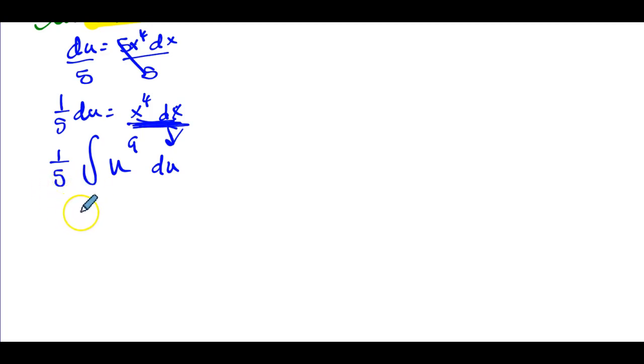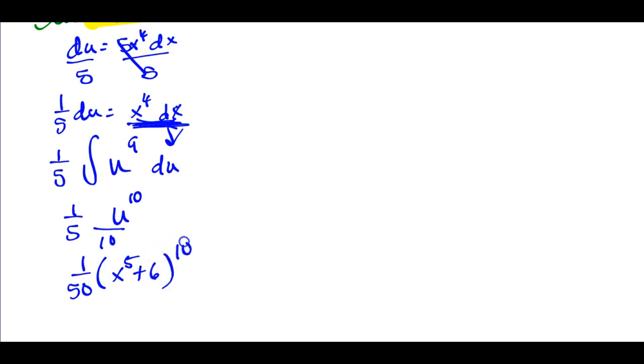So now I'm going to integrate this. The 1/5 is just a constant, it stays there. Increase the exponent, because that's what integration does, and divide by the exponent. And I've got 1/50 times (x to the 5th plus 6) raised to the 10th, plus c.